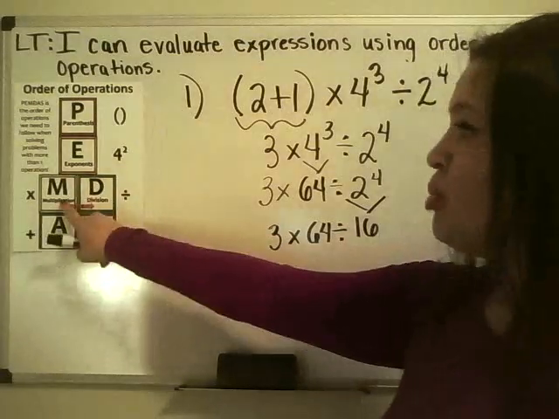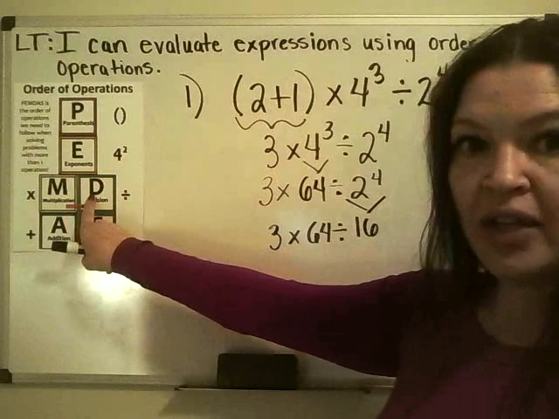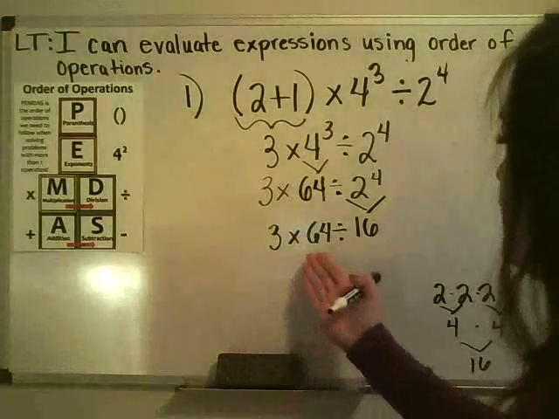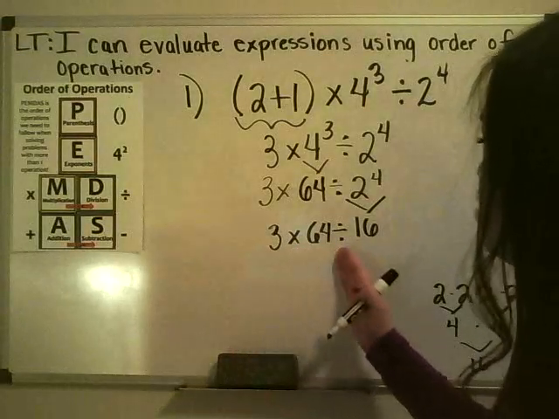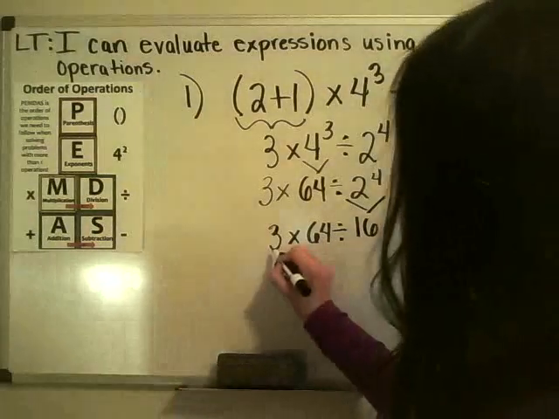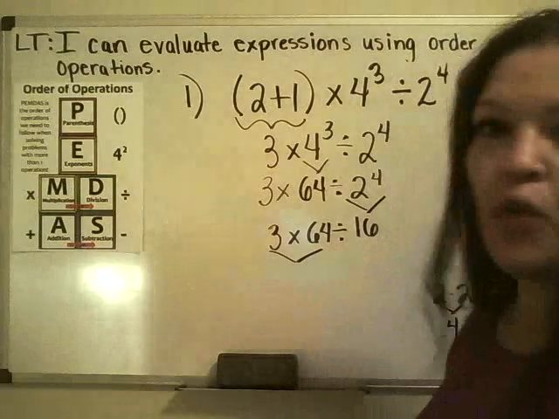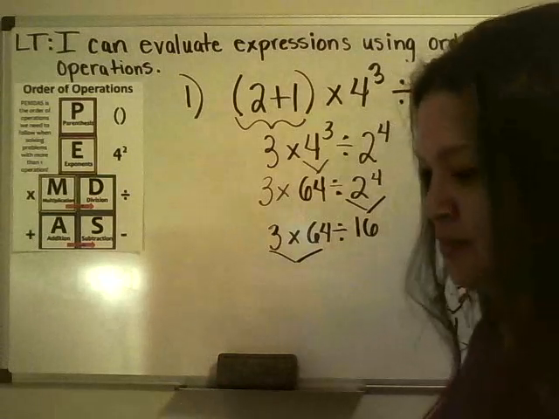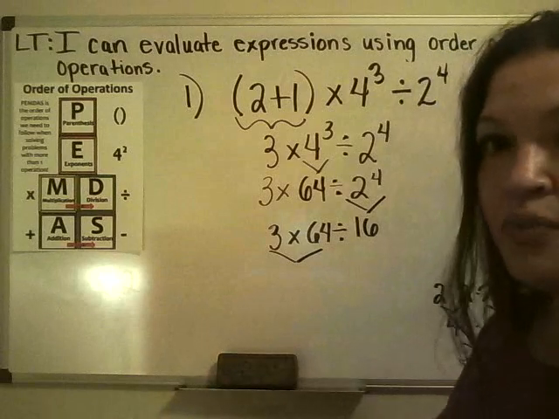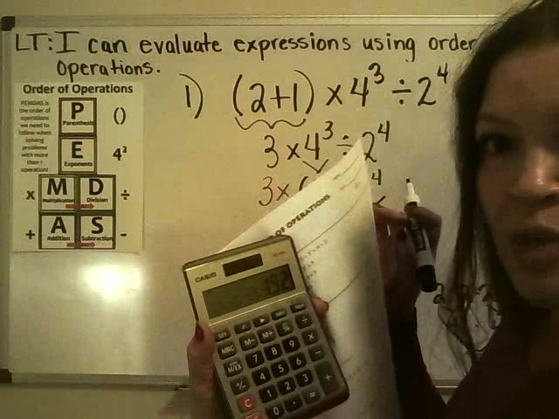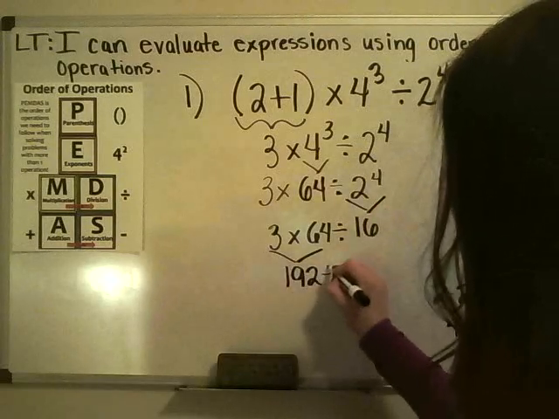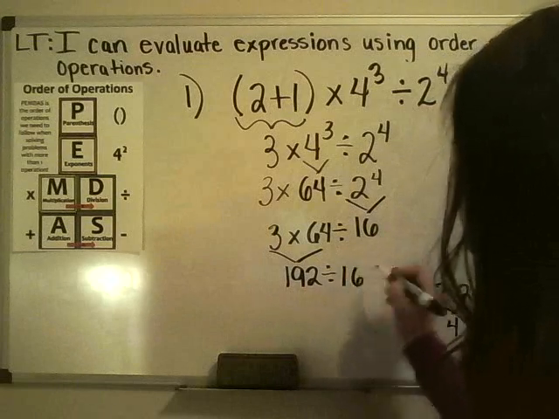So now we're going to multiply or divide from left to right in the order that they appear. Well, that's exactly what we have next. We have multiplication and division. So do the one that appears first. That means you're going to go 3 times 64. Use your calculator. So 3 times 64 on my handy dandy calculator gives me 192. Bring down your division sign, bring down your 16.